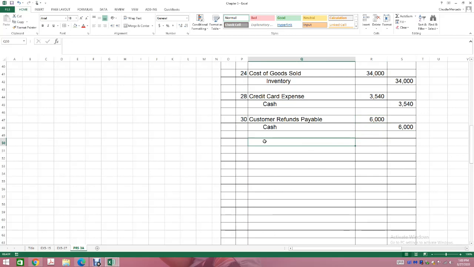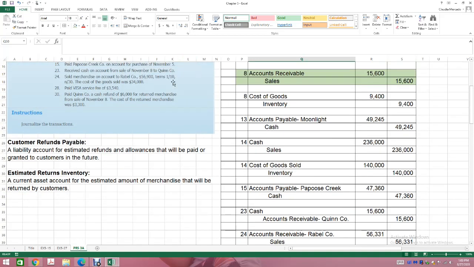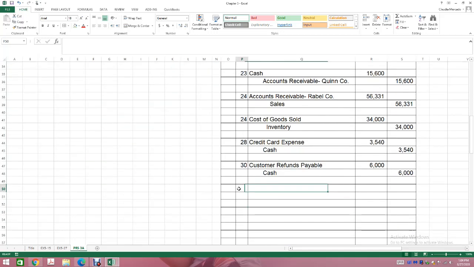Quinn returned merchandise back to us, the company. So what happens to that merchandise? It's sitting in our warehouse. We need to update our inventory records to show that those goods were received and they're available to be resold to another customer if they're in good condition or whatever the case might be. So we have the last transaction that we have to do. Our inventory is going to increase, because now we have those goods back in our hands and we can resell them.